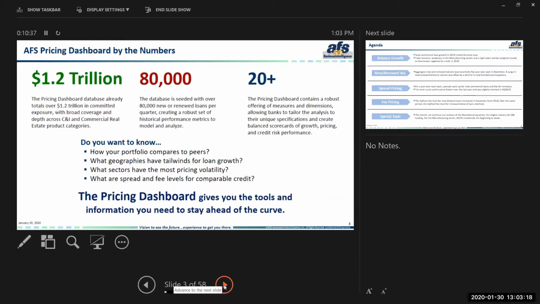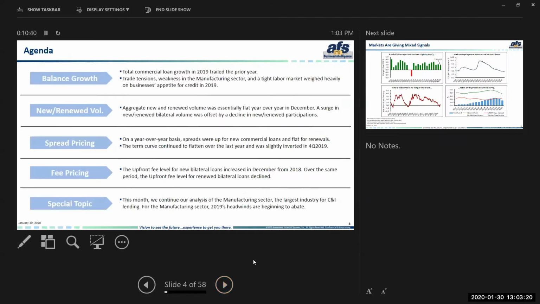As a baseline for our analysis, we highlighted the key findings of 2019 here on slide 4. Starting with balance growth, the pace of total loan growth cooled considerably in 2019. There is more than one possible explanation for the recent slowdown in loan growth. Trade tensions and the threat of escalating tariffs and a tight labor market impacted business borrowing in 2019 and resulted in lower balances in the manufacturing sector.